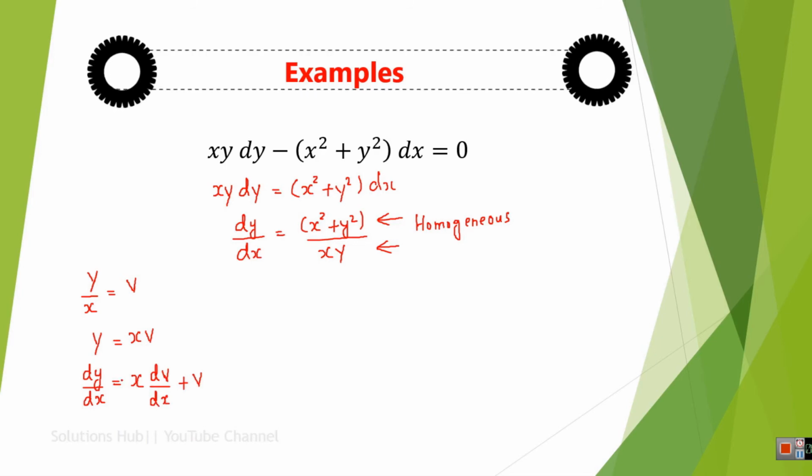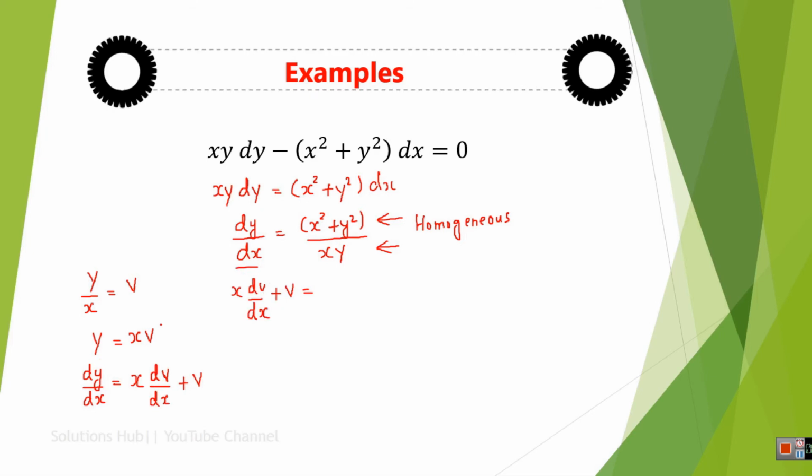Now we are going to place the value of dy by dx we have found here into the equation. So we are going to substitute this value of dy by dx, that is x dv over dx plus v. So dy over dx is equal to x dv over dx plus v, and I'm going to write that in the place of dy by dx. Here we are also going to substitute the value of y, and the value of y is xv.